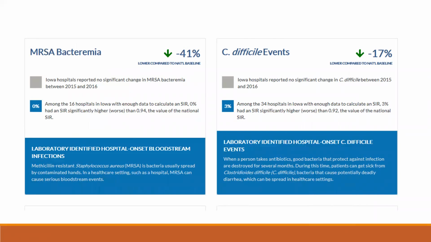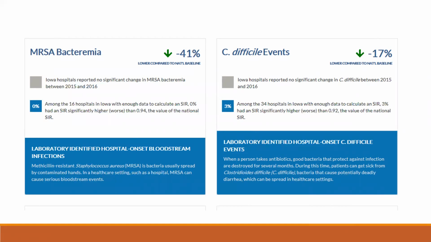The MRSA bacteremia, I think this is a wonderful slide for Iowa, because it shows that we are down 41% from the national baseline, so that is amazing. That's only 16 hospitals reporting, but those are going to be the bigger hospitals. But it does tell me that we are making progress on this goal. We didn't see a lot of change between 2016 and 2015.